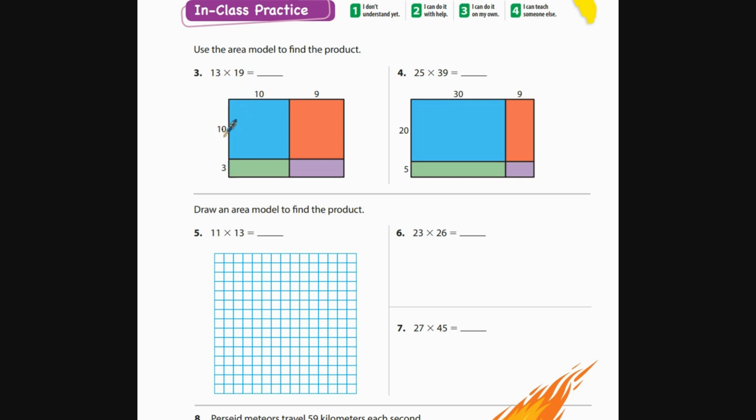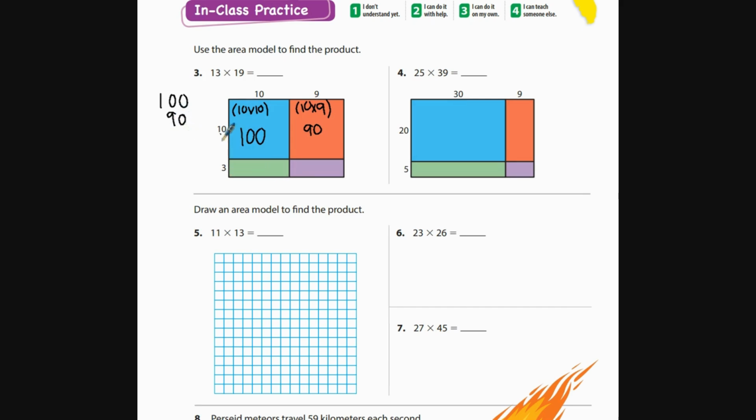Let's multiply the first box. 10. Let's put a little parentheses. 10 times 10 is really big, 100. Let's put 100 right here. All right. The next box is going to be 10 again times this number here, which is 9. So 10 times 9, boys and girls, is 90. So I'm going to go ahead and put a 90 right here.